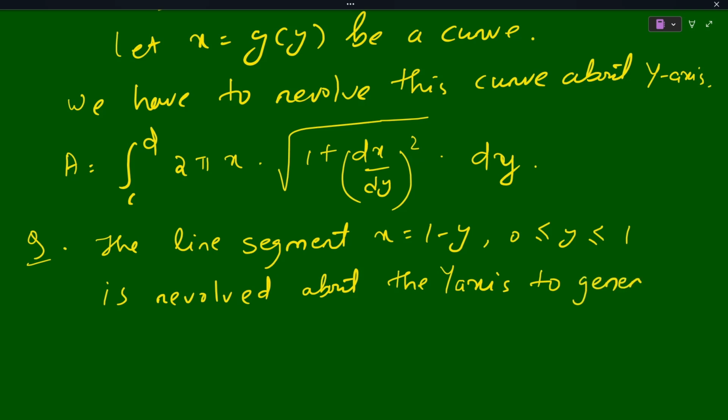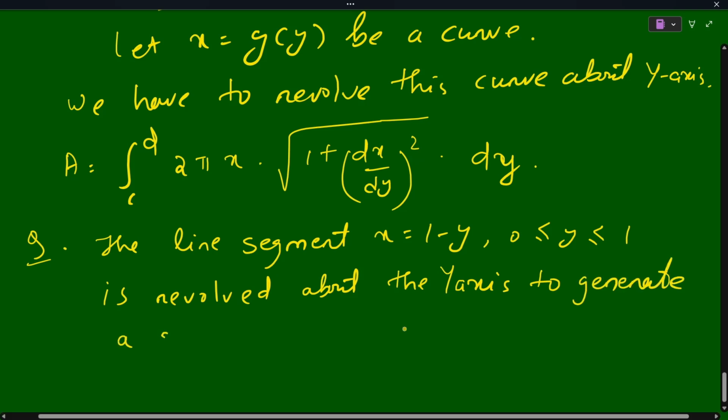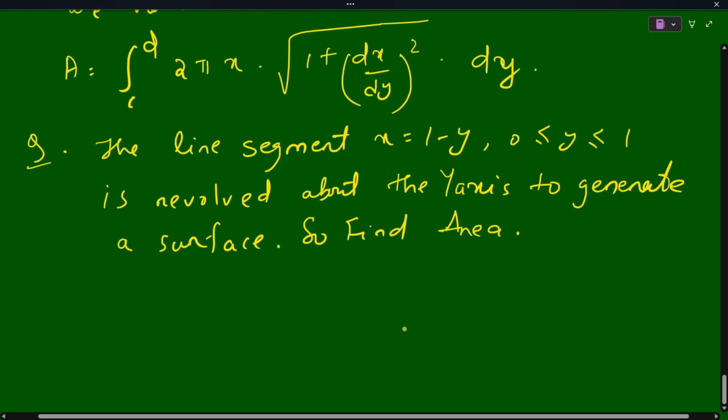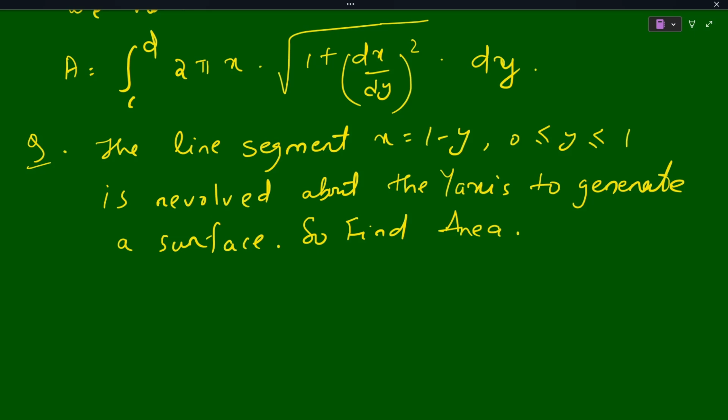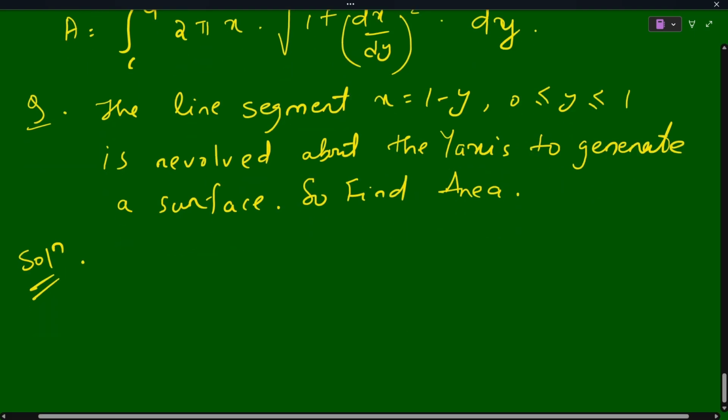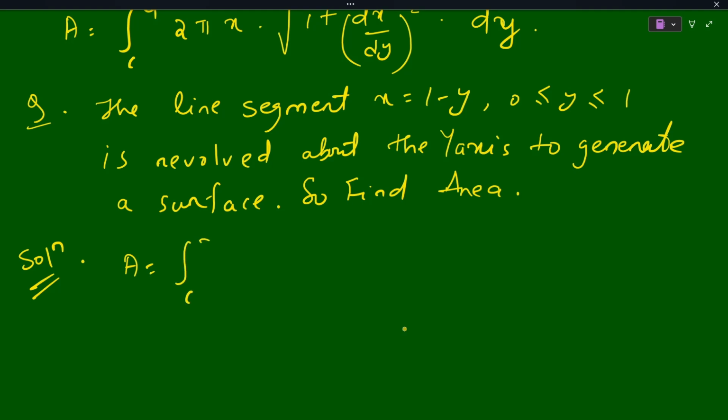So now let's take an example. Let's take a line segment x equal to 1 minus y, and the limits of y are from 0 to 1. Then it is revolved about the y-axis. So let's find out this area, and let's see how to solve this problem.